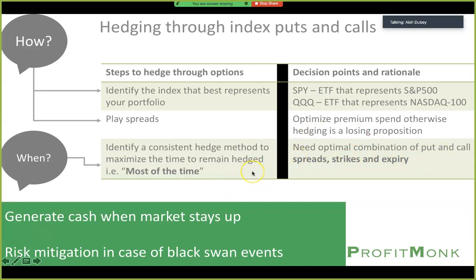And the purpose and objective again is to generate cash when the market stays up, and risk mitigation in case of black swan events. And I don't think we should even call these black swan events anymore, because they happen at least once or twice a year.